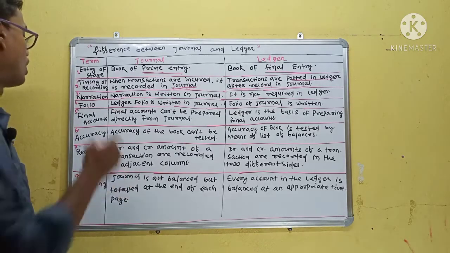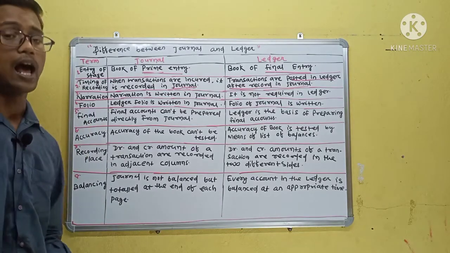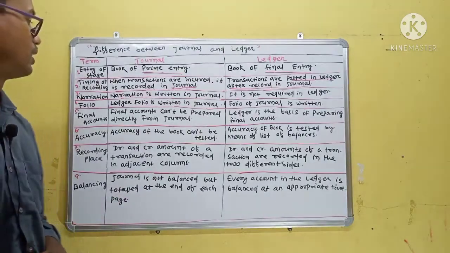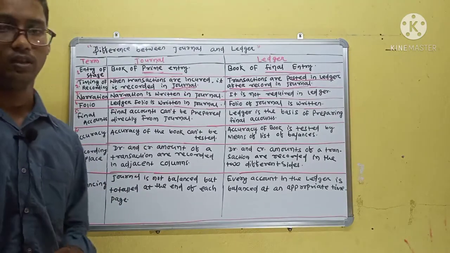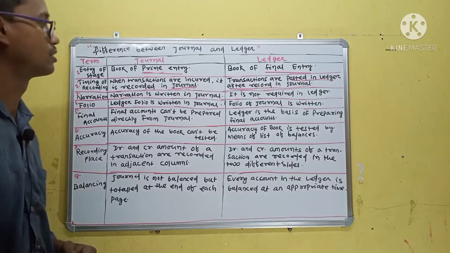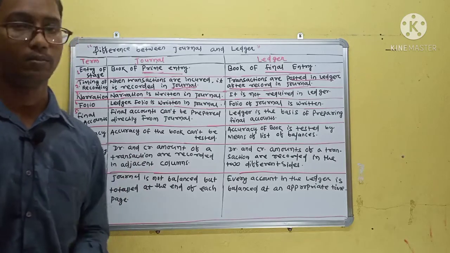And next is the narration. Narration is written in the journal. At the end of every journal entry, the narration must be written to know about the transaction. But in the ledger, narration is not required.